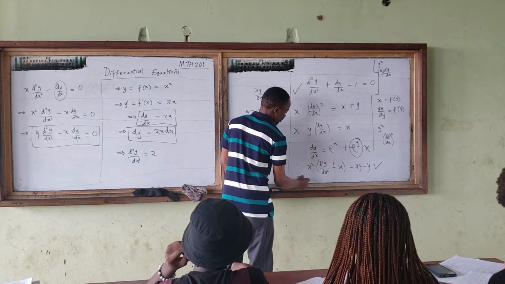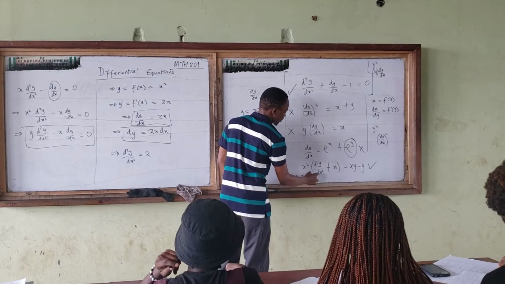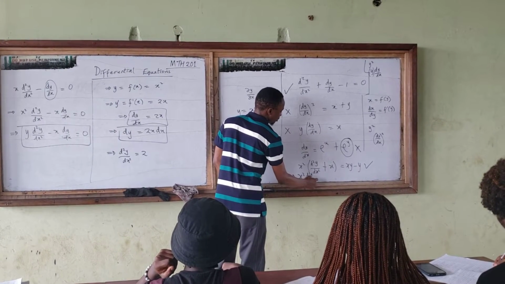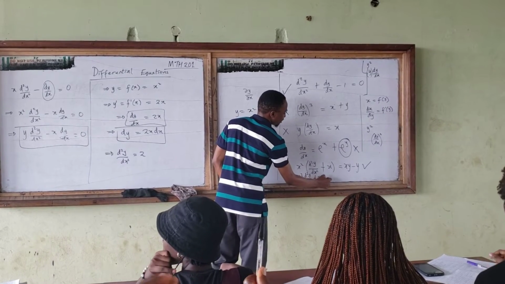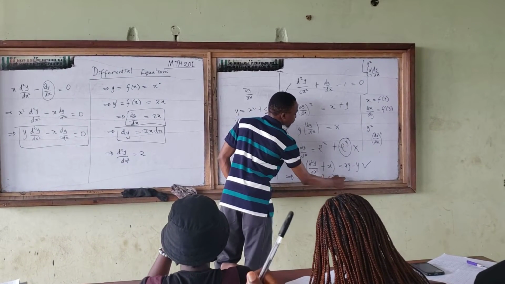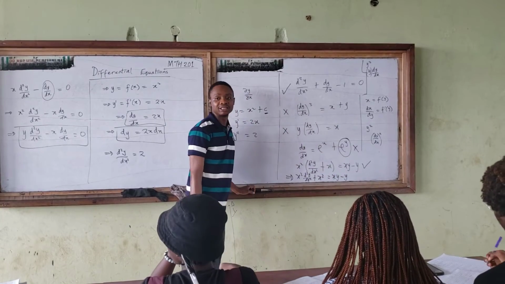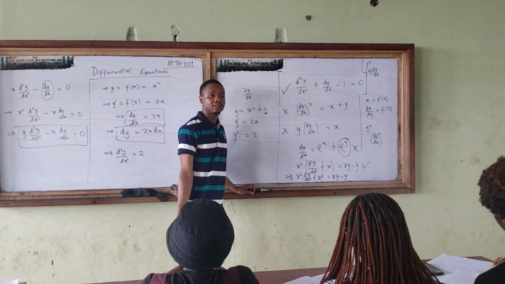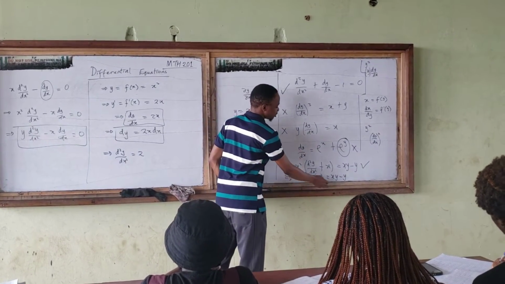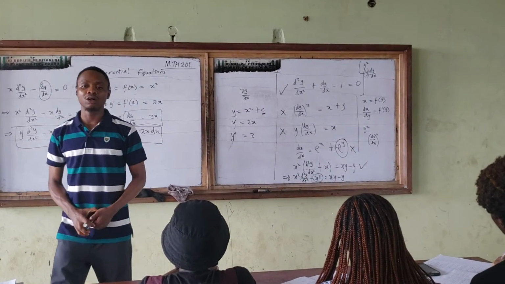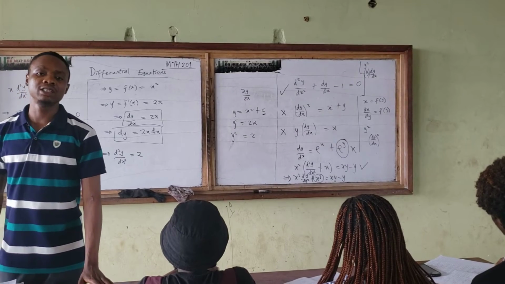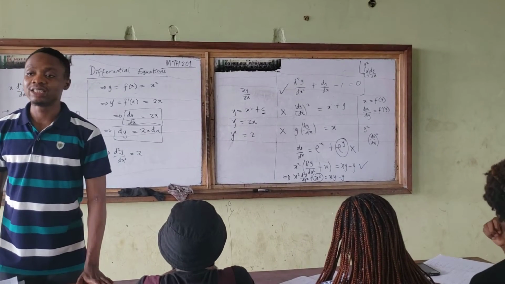When you open the bracket here now, this will be x squared, d squared y by dx squared, then plus x to power 3 equal to xy minus y. Does it make sense? Do you understand that? You now have x cubed, which is not carrying any y or derivative of y. Is it clear?